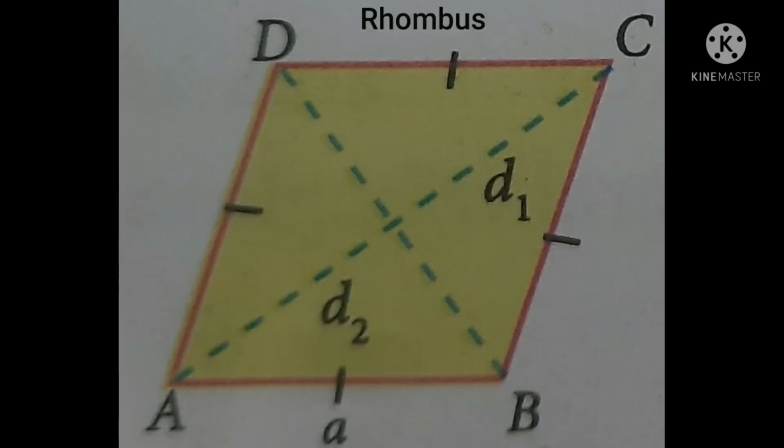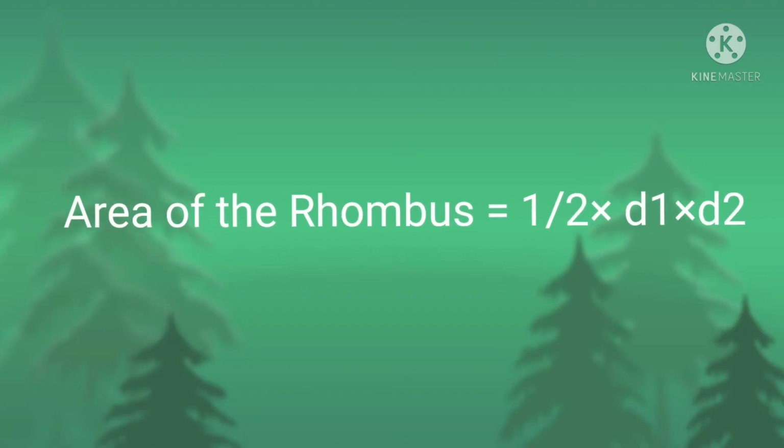Second one, rhombus. In a rhombus, all the four sides are equal and we have two diagonals here, D1 and D2. D1 is diagonal 1 and D2 is diagonal 2. What is a diagonal? Diagonal means the line segment joining the opposite vertices. Now, area of the rhombus is equal to half into D1 into D2. Here D1 and D2 are the diagonals.